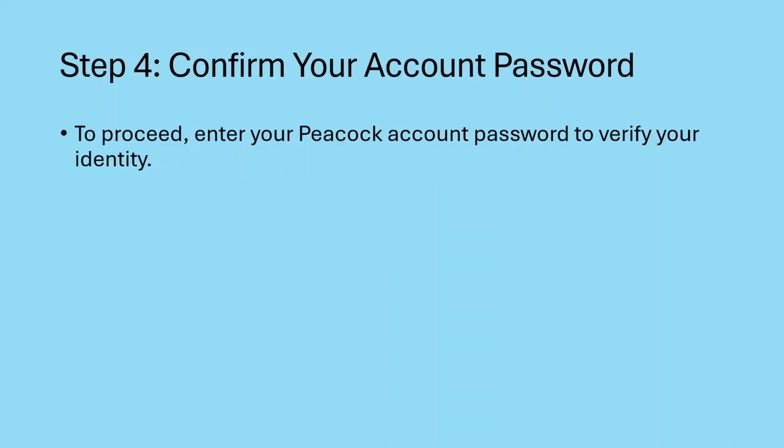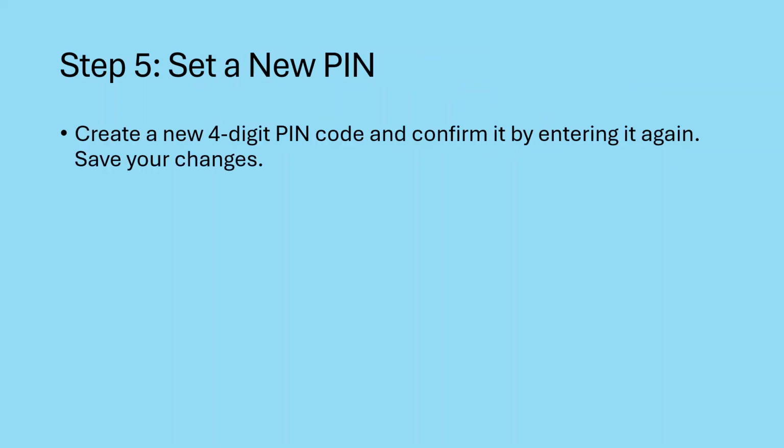Step 4. Confirm your account password. To proceed, enter your Peacock account password to verify your identity. Step 5. Set a new PIN. Create a new 4-digit PIN code and confirm it by entering it again.